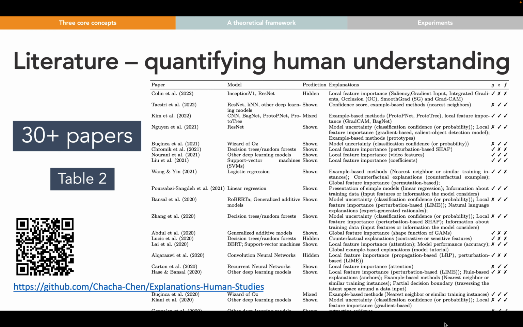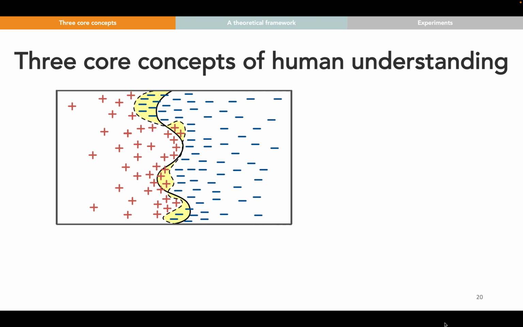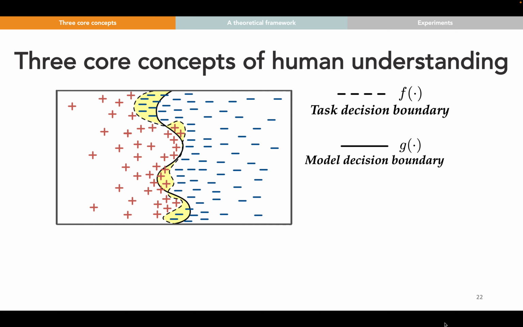From our literature review, we identified three core concepts of human understanding. This figure is an illustration of the three core concepts using a binary classification problem. First, there is the task decision boundary, which is represented by the dashed line in the figure and corresponds to the ground truth labels. Next, we have the model decision boundary, which is represented by the solid line and corresponds to model predictions. And finally, there's the model error, which is the highlighted area where the model makes a wrong prediction.